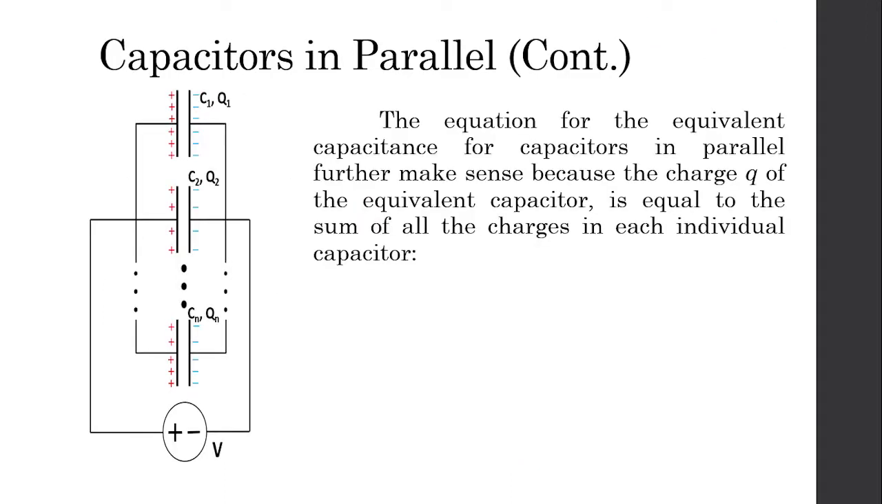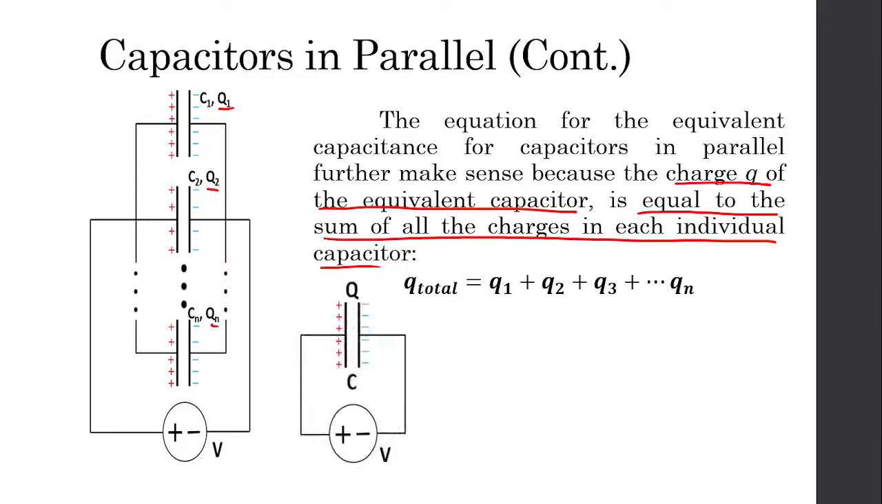And the equation for our equivalent capacitors makes sense, because another thing that is actually true about parallel is that the total Q, the charge Q for the equivalent capacitor, is also just equal to the sum of all the charges of the individual capacitors. So remember, our capacitors in parallel have different Q, but if you add all those Q, you get your Q total, and this Q total is actually just equal to the charge of your equivalent capacitor.